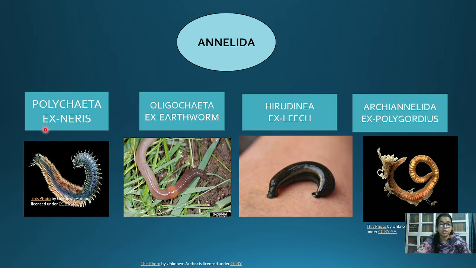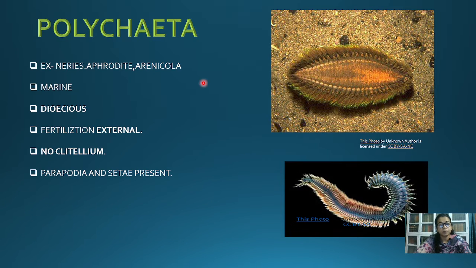Okay. Polychaeta, the example is Nereis. Oligochaeta, the very common example is Earthworm. Hirudinea is Leech, you can see here, a blood sucking parasite, and Archiannelida is Polygordius. This is the diagram.